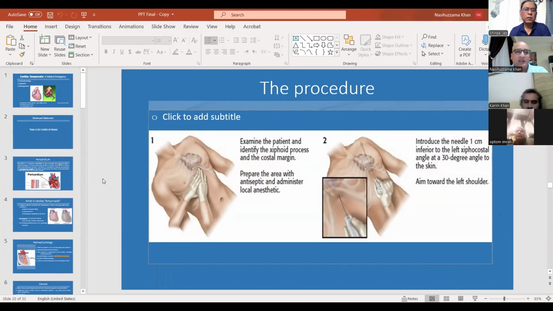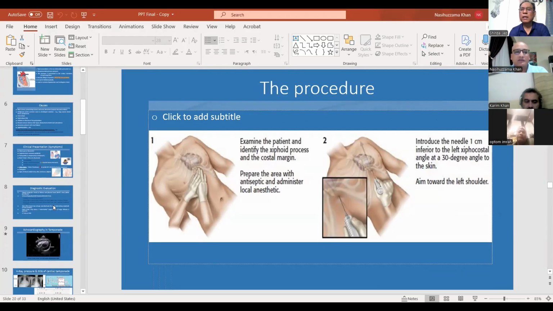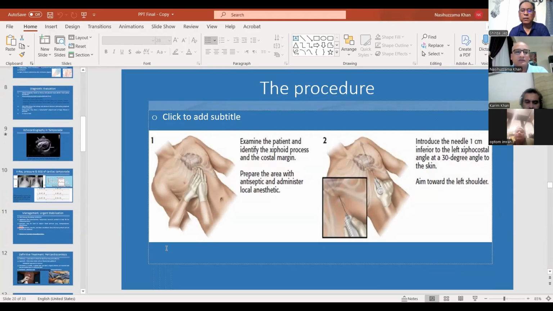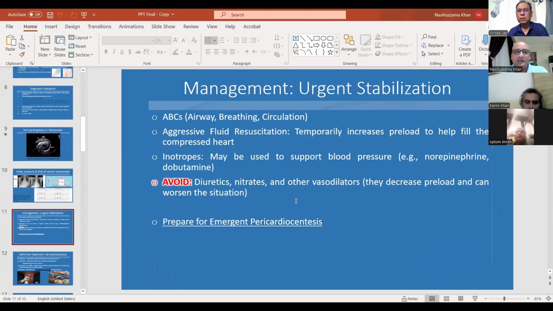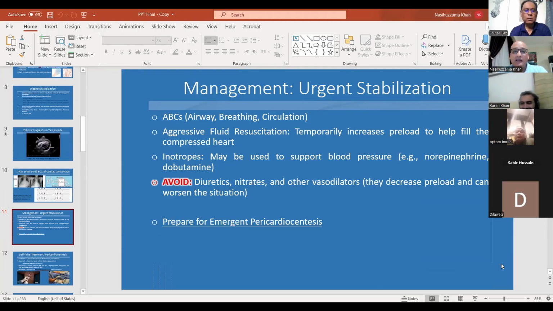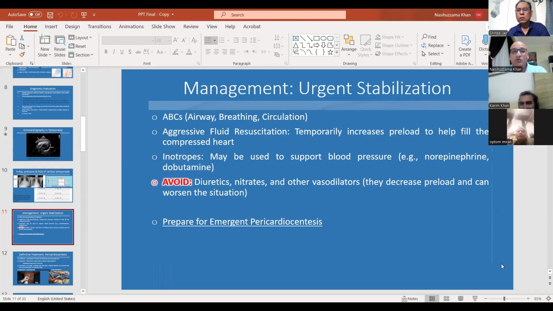Can anyone else on the panel give the medication which can increase the stroke volume? Anyone have another question? Please let us know. In this slide I mentioned that norepinephrine and similar agents can be given. On the other hand, you have to stop giving diuretics, of course Lasix, nitrates, and other vasodilators that can worsen the situation if the patient is having a pericardial effusion.